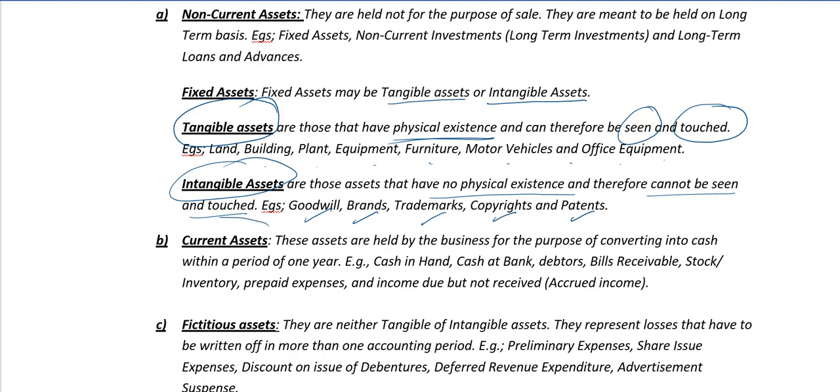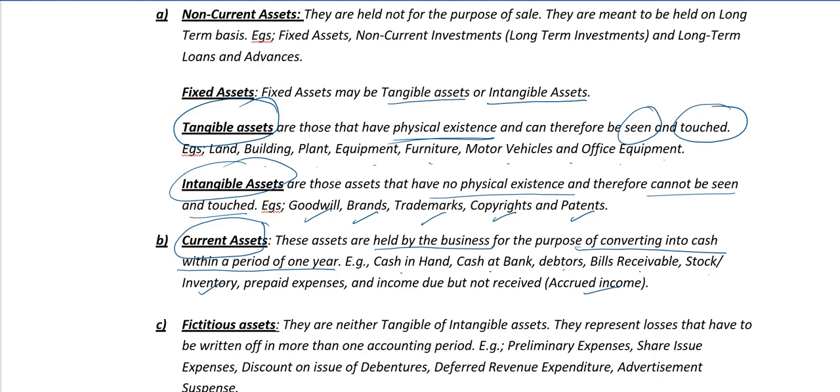The next type of asset is current asset. What is a current asset? A current asset is held by the business for the purpose of converting into cash within a period of 1 year. Examples of current asset are cash in hand, cash at bank, debtors, bills receivable, stock or inventory, prepaid expense, and income due but not received, otherwise called accrued income.